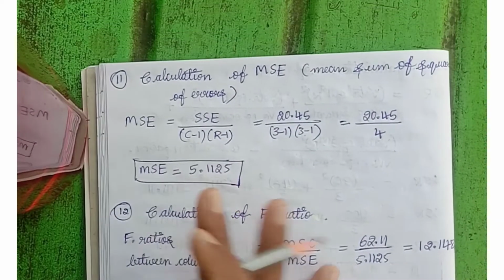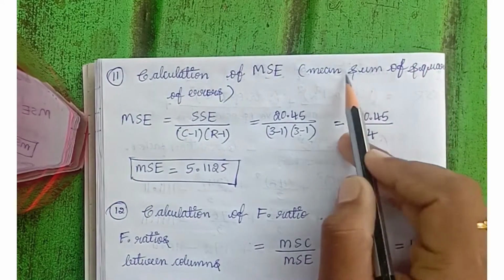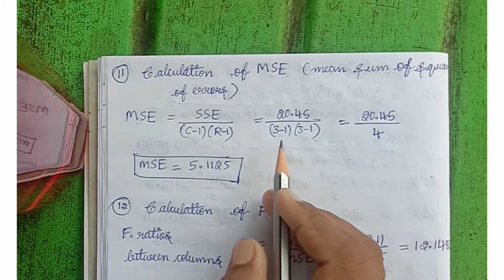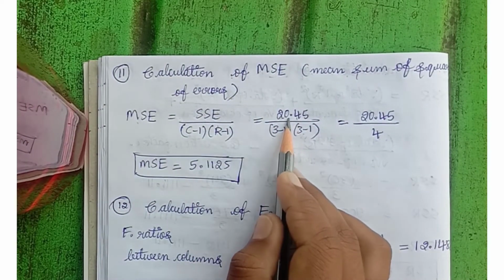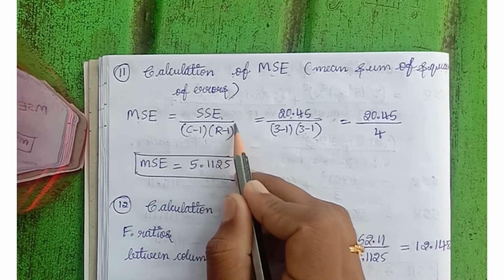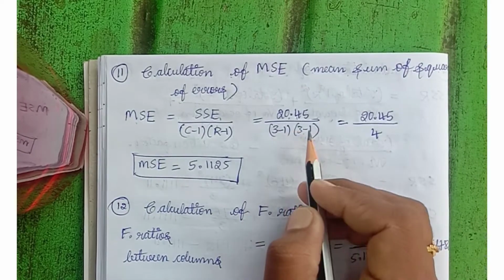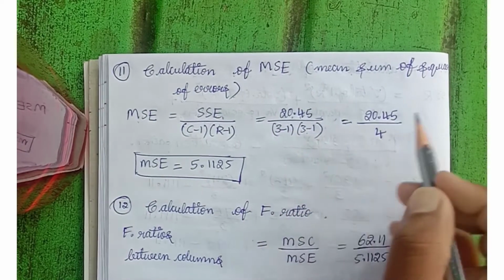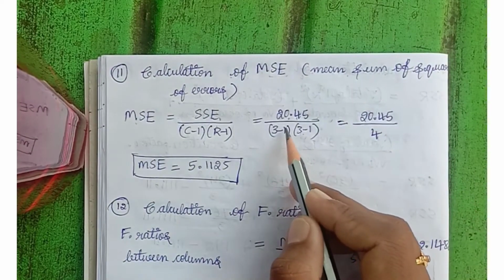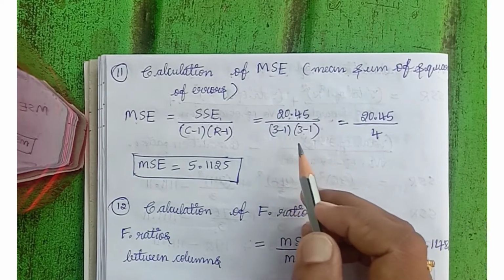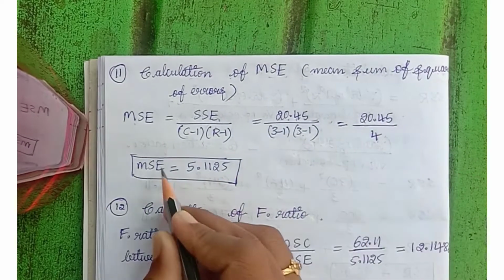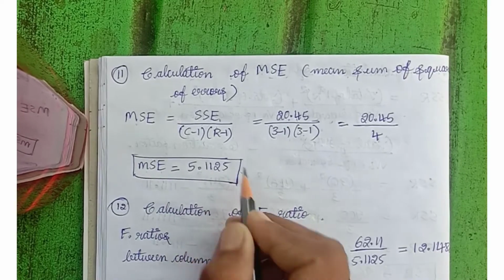Next, the 11th step is the calculation of MSE, that is the mean sum of squares of errors. MSE is equal to SSE, the value calculated in the previous step, 20.45, divided by the degrees of freedom, that is (C minus 1) times (R minus 1). We have 3 columns and 3 rows, so 3 minus 1 is 2 and 3 minus 1 is 2. Multiplying, we get 4. So 20.45 divided by 4 gives MSE as 5.1125. This is the MSE value.